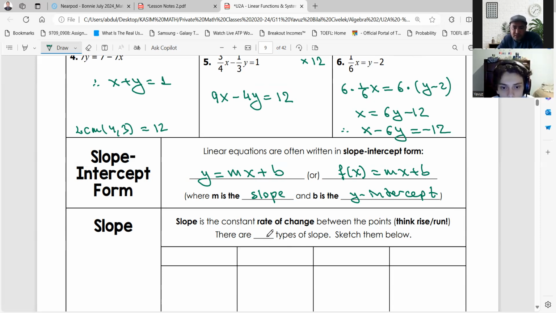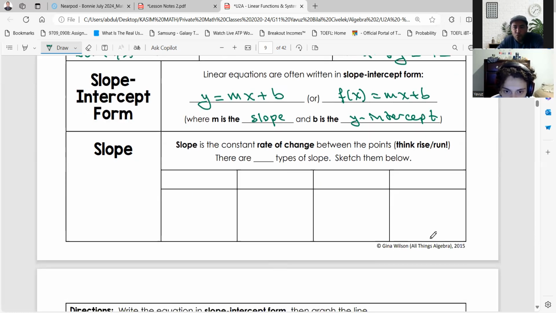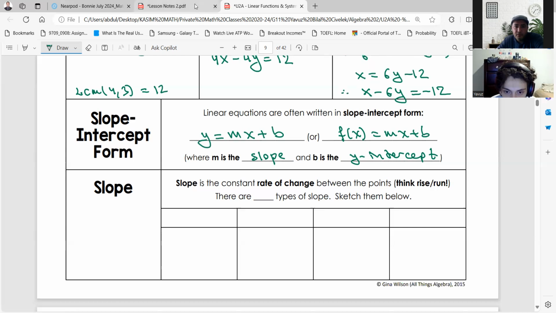Slope is the constant rate of change between the points. Think, rise, and run. So there are types of slope. Sketch them below. Okay. So actually, what is it? We have 4 types of slope.